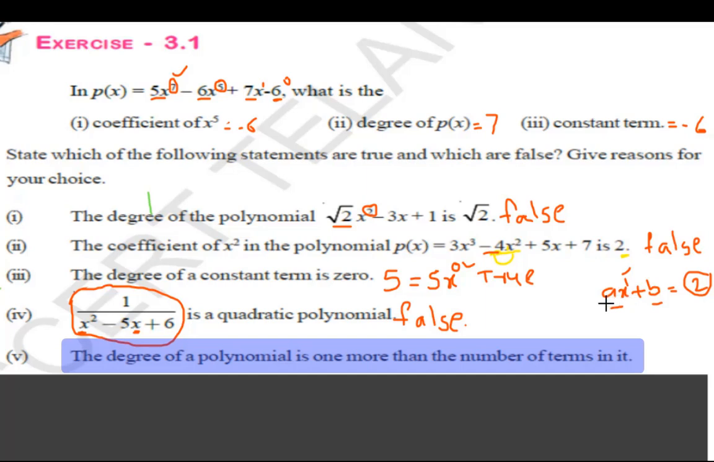Now verify whether the degree of this polynomial is 1 more than the number of terms in it. No. Here the degree is 1 less than the number of terms that it contains. So this given statement is false. Actually, what we can say is that the degree of a polynomial is 1 less than the number of terms in it.